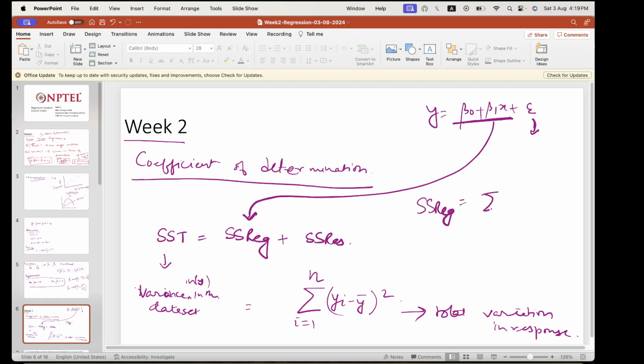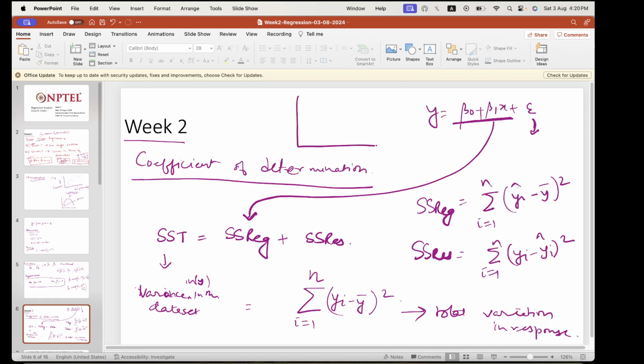This one was summation i equal to 1 to n, yi hat minus y bar, whole square. This describes the regression sum of squares. And this one, summation i equal to 1 to n, yi minus yi hat, these are the residuals. So yi hat is the predicted value and yi is the observed value. Whatever is unexplained, that part is the residual. So this is the sum of squares due to residuals.